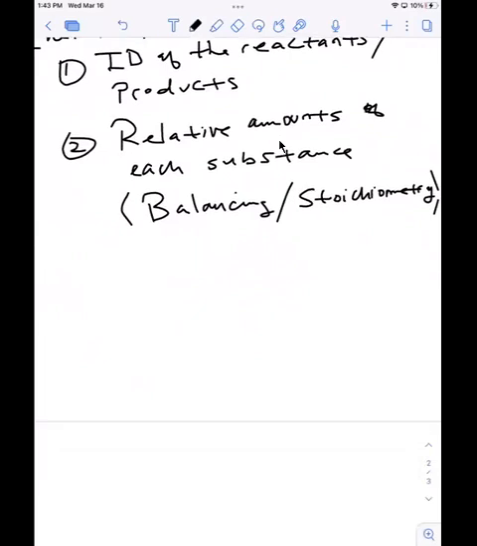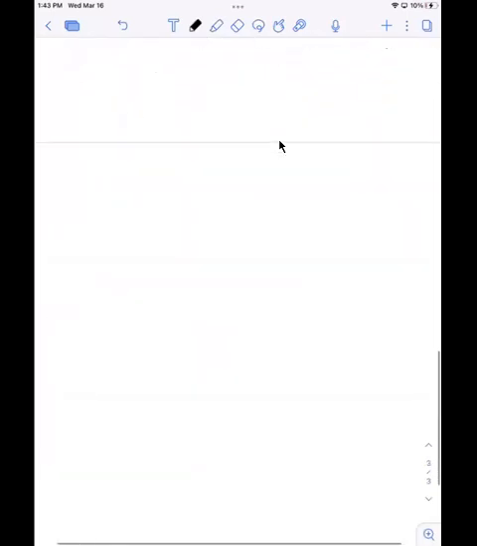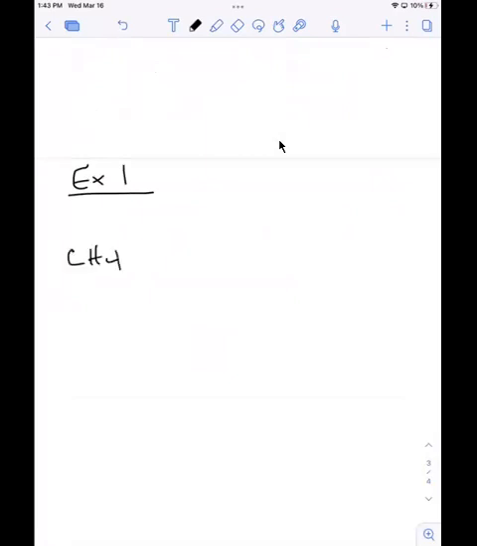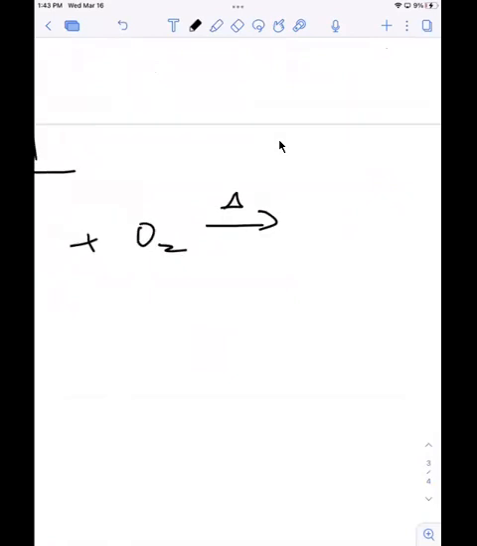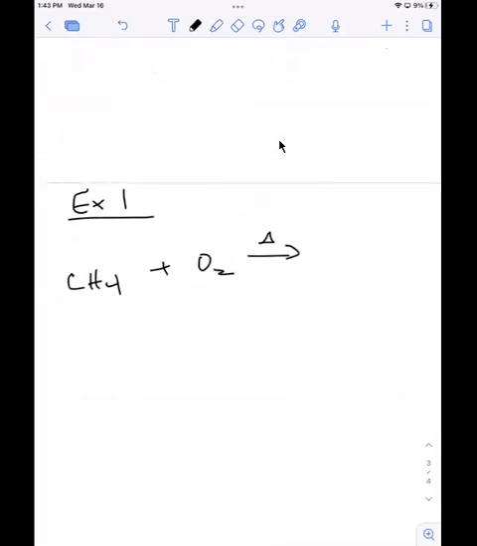All right, so we have a basic unbalanced chemical equation. Let's go and do that example. Let's say we have an example of methane, which is CH4, plus O2. And we're going to react that together. We're going to heat it up, so I'm going to put a delta, a Greek uppercase D, over the arrow. And from that, I'm going to get CO2 plus water, H2O. So this is a chemical equation.